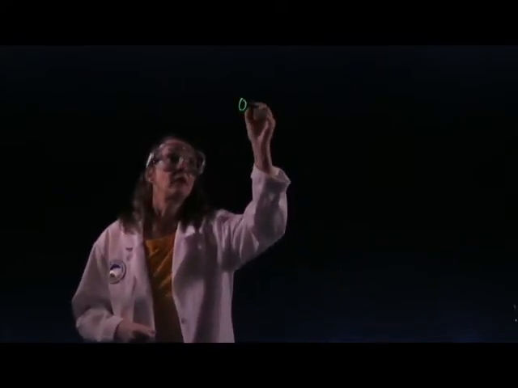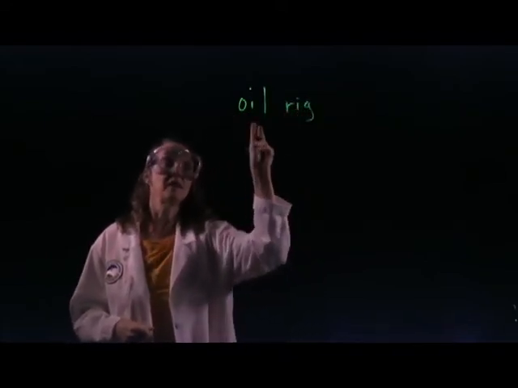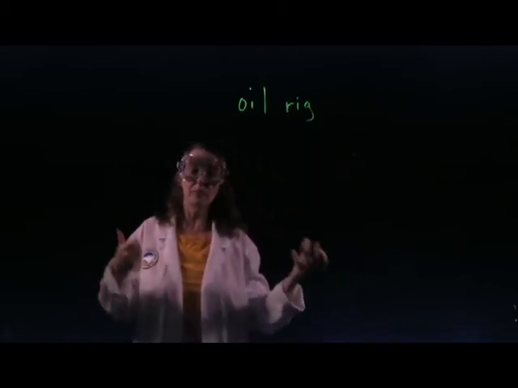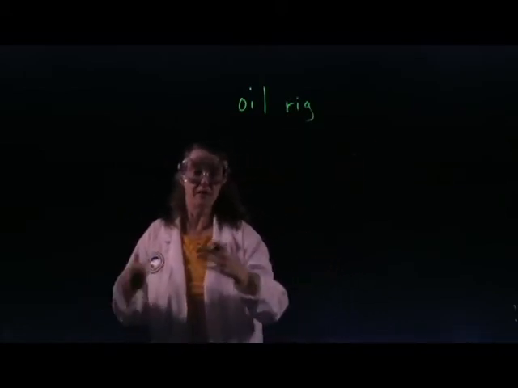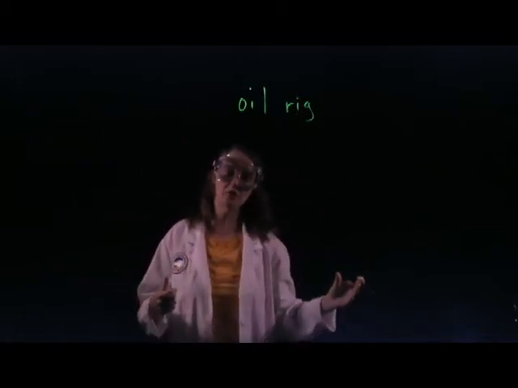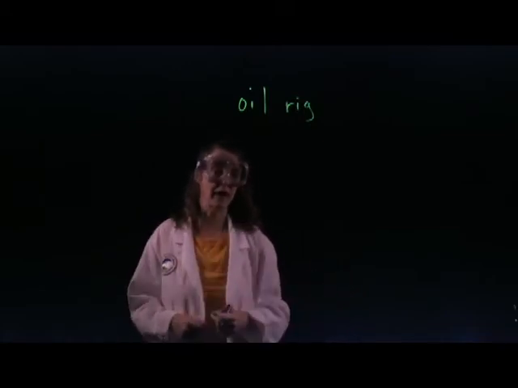Remember the acronym oil rig, right? Oxidation is loss of electrons, reduction is gain of electrons. A redox reaction is nothing more than the species being oxidized passing electrons to the species being reduced. It's a transfer of electrons. It's a special type of reaction.